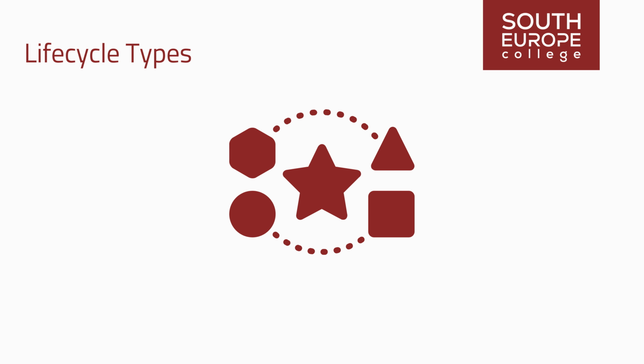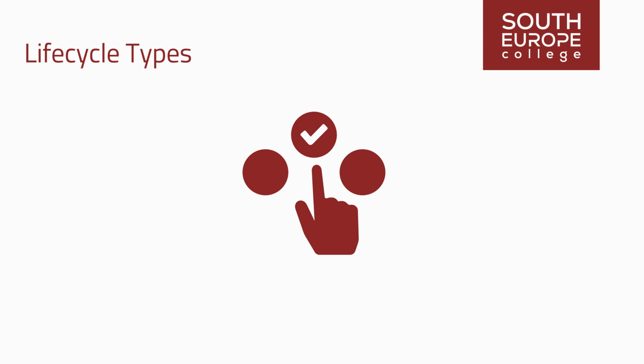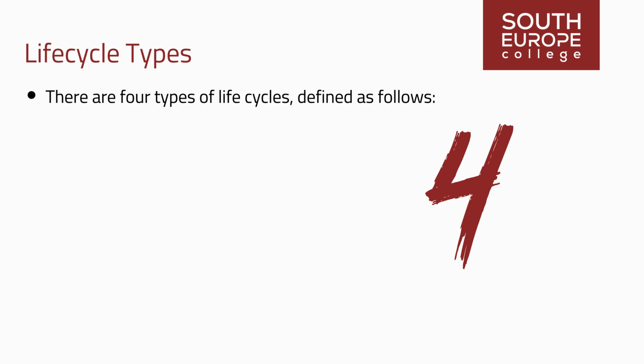Projects come in many shapes, and there are a variety of ways to undertake them. Project teams need awareness of the characteristics and options available to select the approach most likely to be successful for the situation. There are 4 types of life cycles, defined as follows.